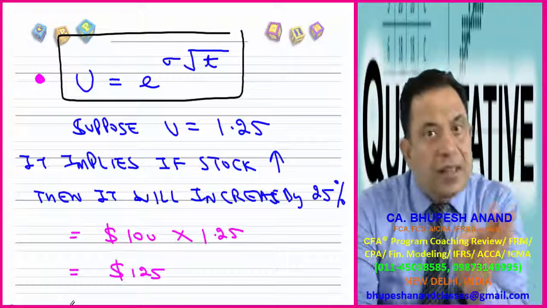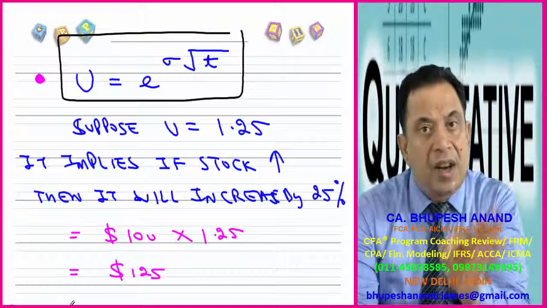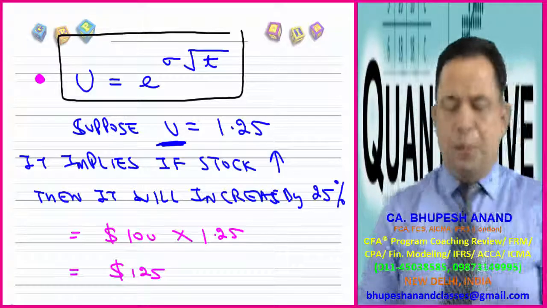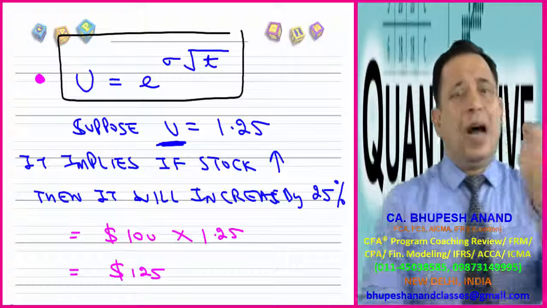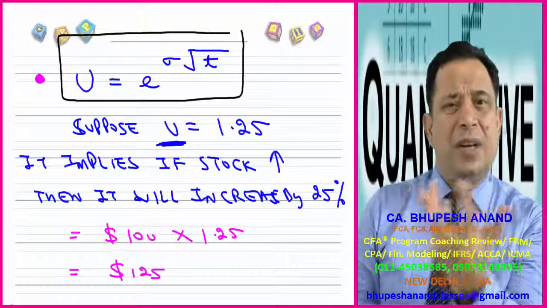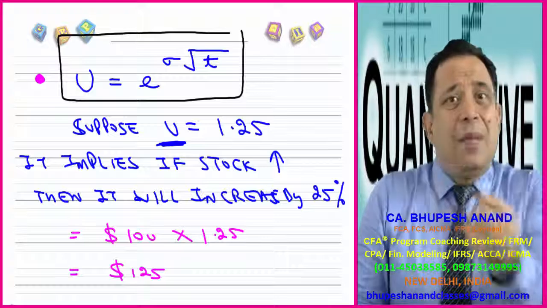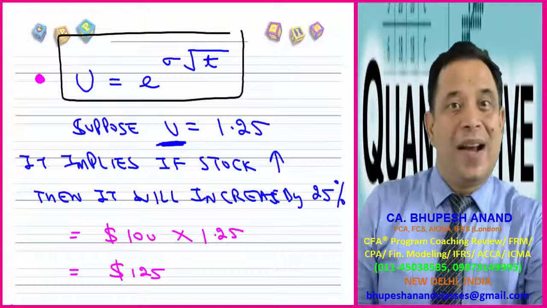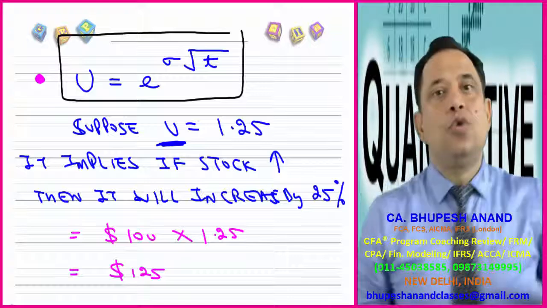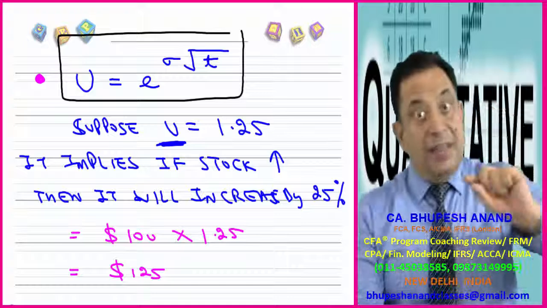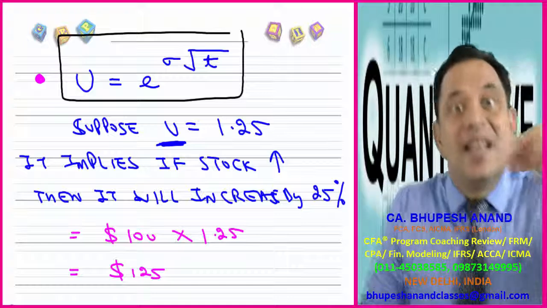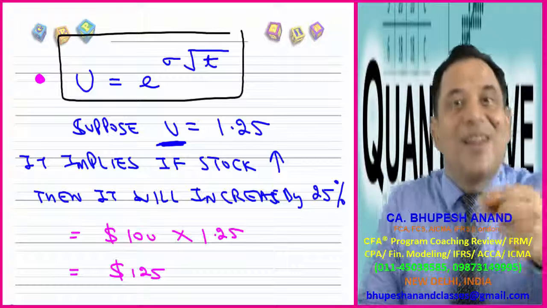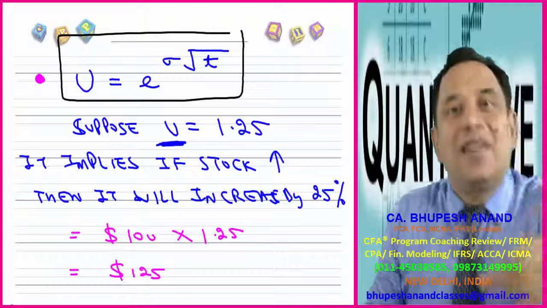that the uptick factor u is e raised to the power sigma root t, that is, exponential raised to the power standard deviation times the square root of t. Suppose u is equal to 1.25, because we do not have to deal with how u is to be calculated. I have just told you the meaning of u because it will help in understanding the concept of the binomial tree, binomial distribution or binomial random variable. Suppose u is 1.25, that is the uptick factor. It means if the price increases, it will increase by a factor of 1.25. If the current market price is $100, then it will increase to $125.